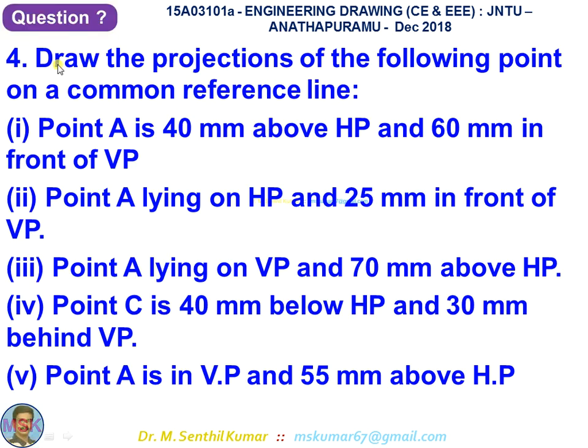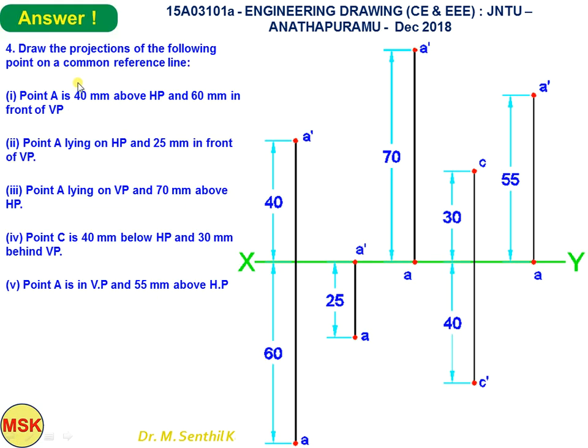The fourth problem is draw the projection of the following point on a common reference line, common XY line. Point A is 10 above HP, 60 in front of VP. Again, point A lying on HP, 25 in front of VP. Again, point A lying on VP and 70 mm above HP. Point C, 40 below HP, 30 behind VP. Point A in VP, 55 above HP. So, this is the question.